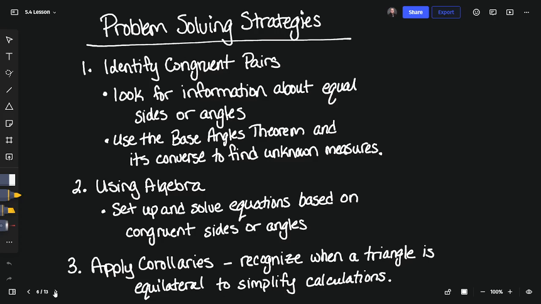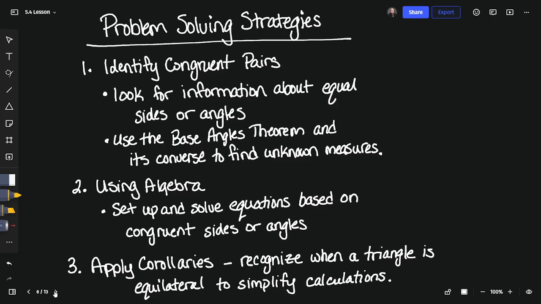Strategy number 2, sometimes we have to use algebra. Sometimes we will have to set up and solve equations based on congruent sides or angles. If you know 2 things are congruent to each other, but you don't know specifically their measure, but you have an expression that represents that measure, you can usually set up an equation between 2 congruent elements and use algebra to solve for the missing variables.